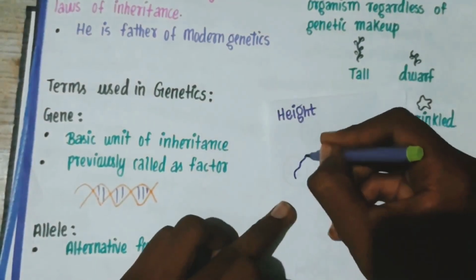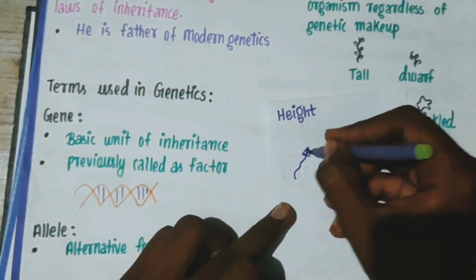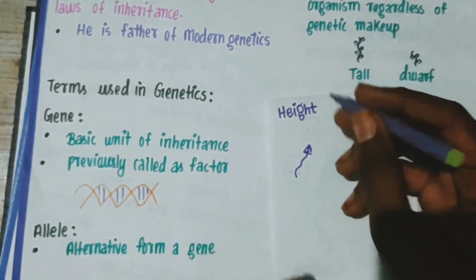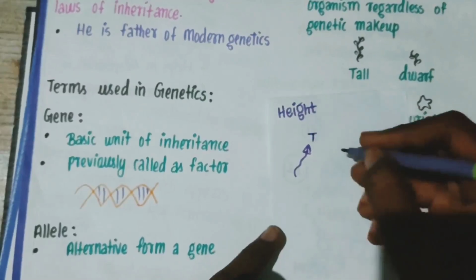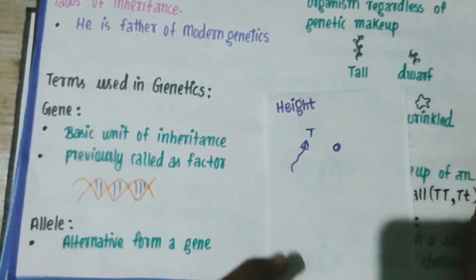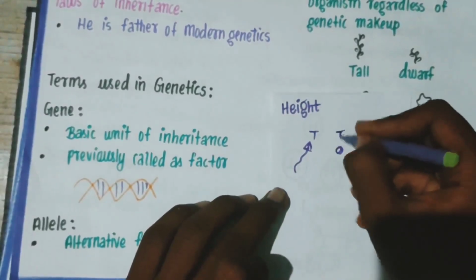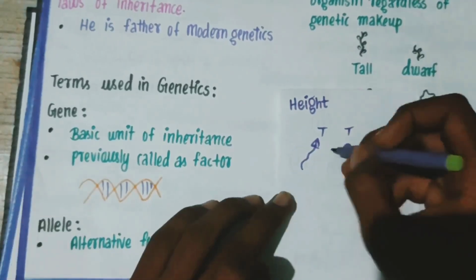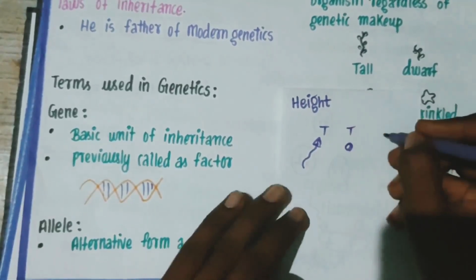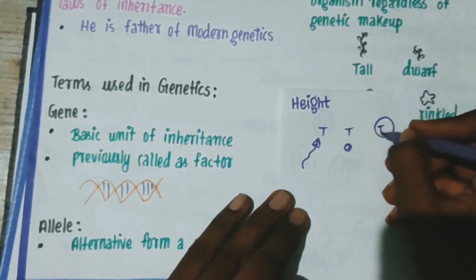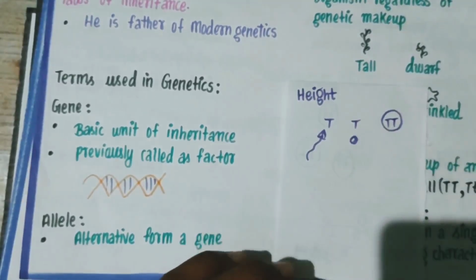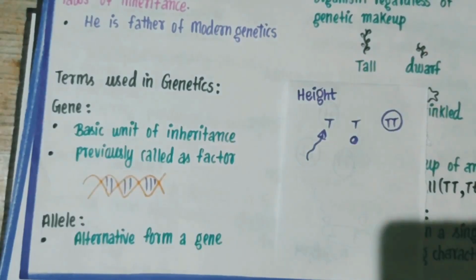If you see, this is the sperm. From this sperm there will be one allele coming for this gene, height. Similarly, from the ovum also there will be one allele coming. It may be the same or different. Let us suppose it is also going to be capital D. When they fertilize, they are going to combine. So, the alternative form of the same gene: for every gene there will be two alleles, one from father and one from mother. That is what you call an allele.